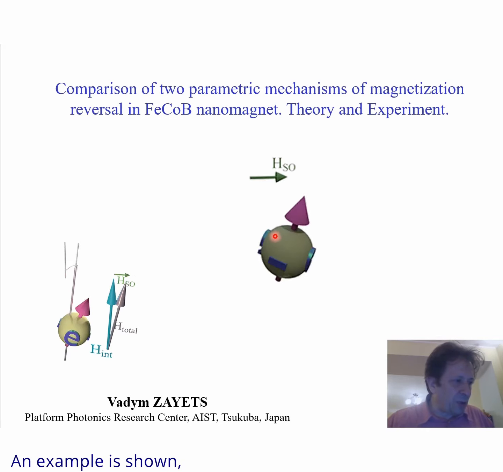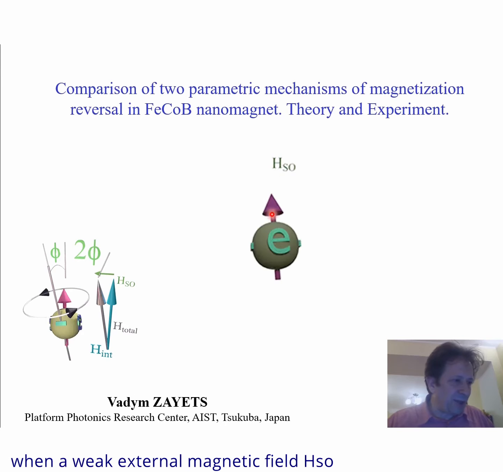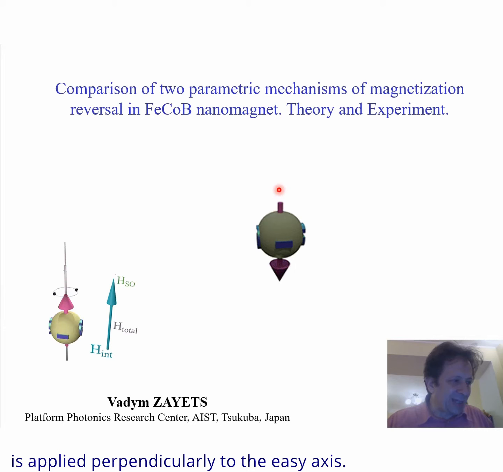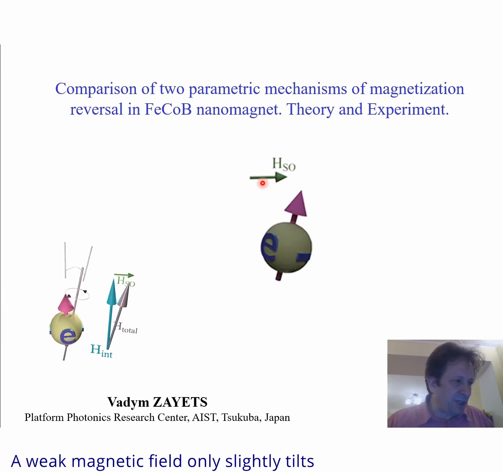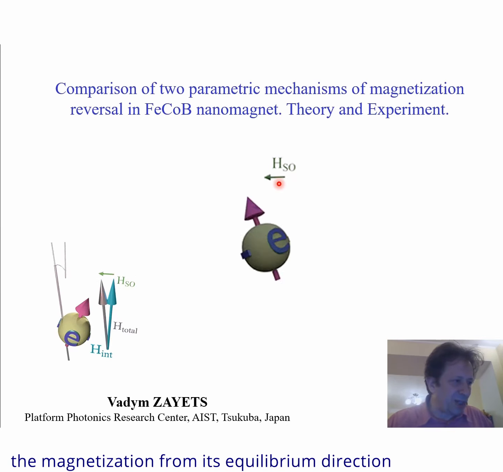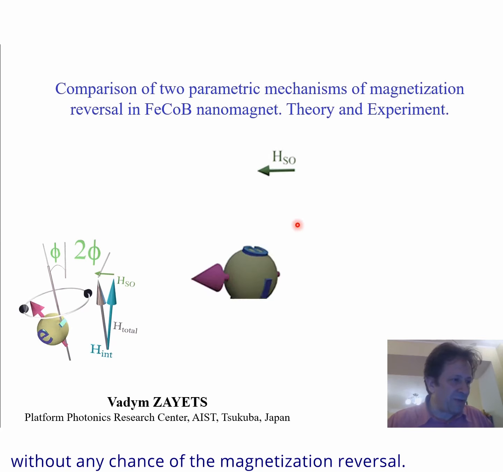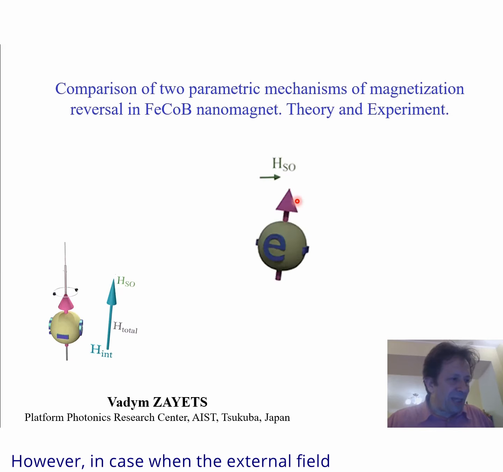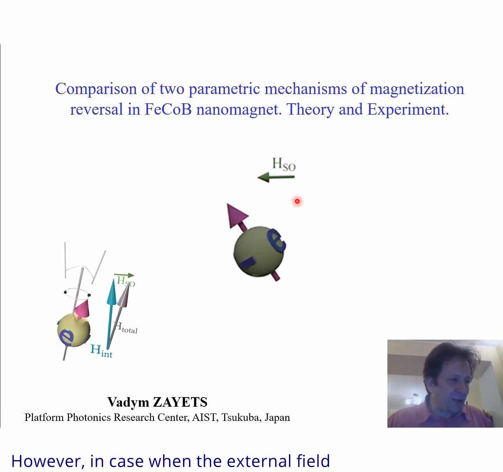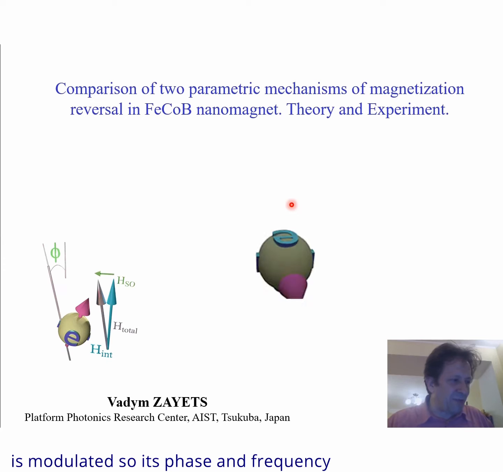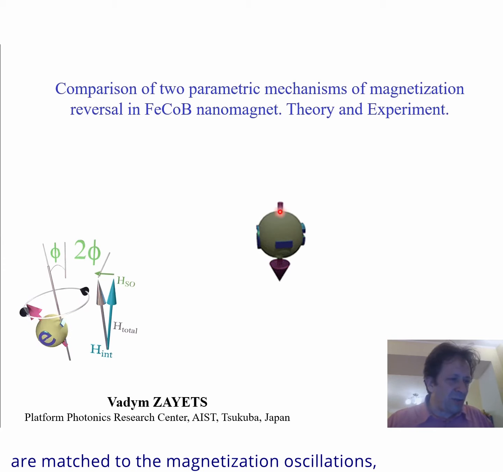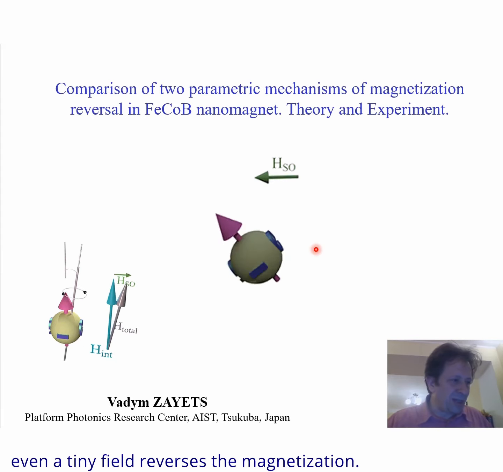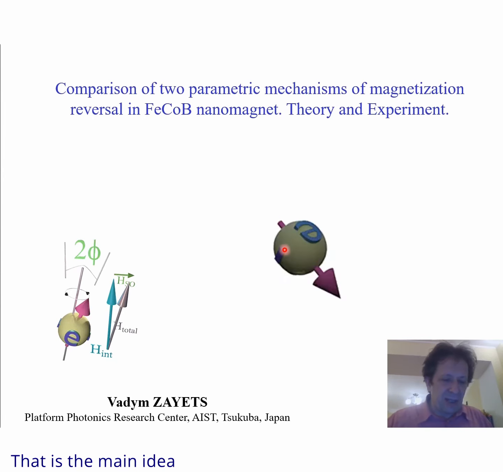As an example, a weak magnetic field is applied perpendicular to the magnetic z-axis. A weak magnetic field only slightly tilts the magnetization from its equilibrium direction without any chance of magnetization reversal. However, when the external field is modulated so its phase and frequency are matched to the magnetization oscillation, even a tiny field reverses the magnetization. That is the main idea.